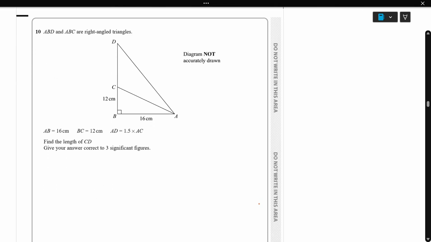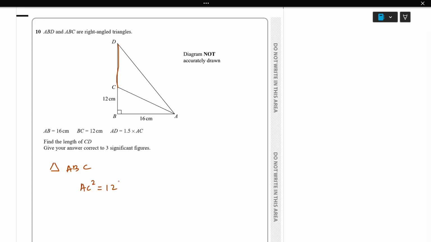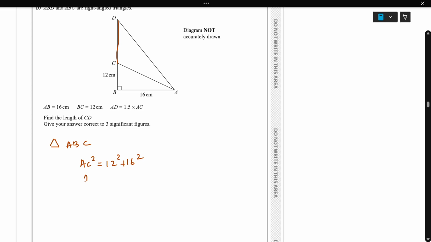Next question 10. ABD and ABC are right angle triangles. So AB equal to 16, BC equal to 12 and AD equal to 1.5 times AC. Find the length of CD. So our target, we need to find this CD. First I'll find AC using Pythagoras. I'm taking the small triangle ABC. So AC square equal to 12 square plus 16 square. This is Pythagoras.